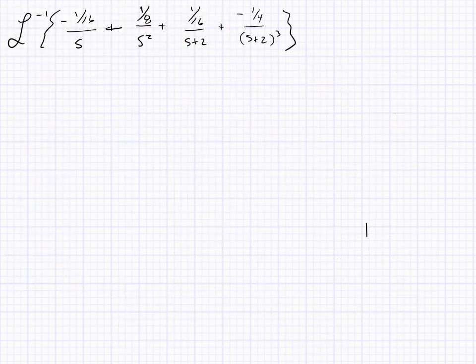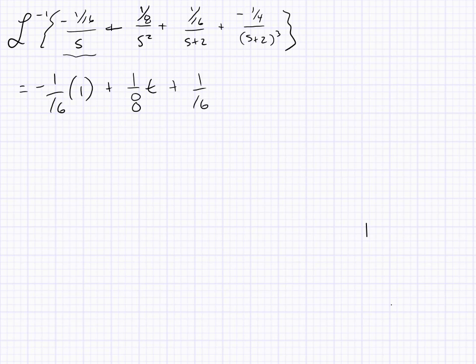Okay, so here are the fractions that we got to take the inverse Laplace transform of, being that we did a1, a2, a3, remember a4 was 0, and a5. So the first couple should be really easy. If I do the inverse Laplace transform of this, I should get negative 1/16 times 1. The next one should be 1/8 times t. The next one should be 1/16 e to the negative 2t. And then there's just a matter of getting this one.